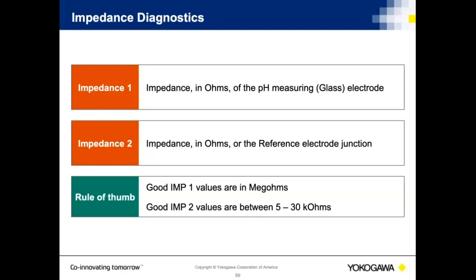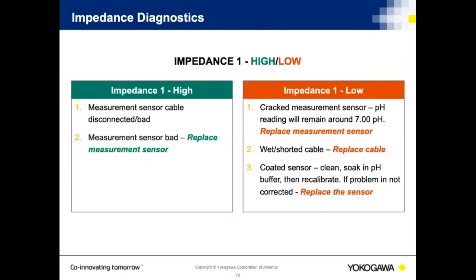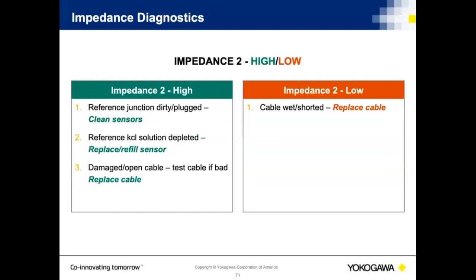Impedance 2, which are the reference electrodes, can be as low as 2 kiloohms to 30 kiloohms. When they start to get much above that, that usually means that I'm having plugging issues or coating issues occurring. Some good things to do here. Measuring sensor cables disconnected, because it's high or low, high. Measuring sensor is bad, replace the sensor. The key with pH probes, if you can't calibrate them in solution and you see these values getting out of tolerances, what you do is you replace the electrodes. Again, you try cleaning first, but the typical issue is that they've gone out of tolerance.